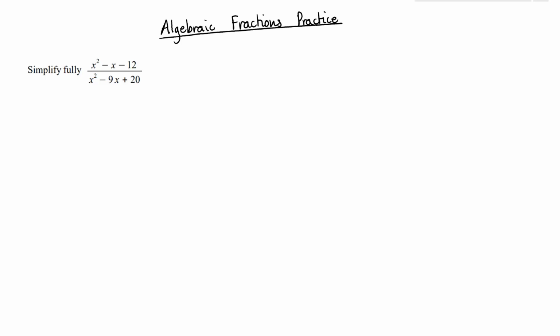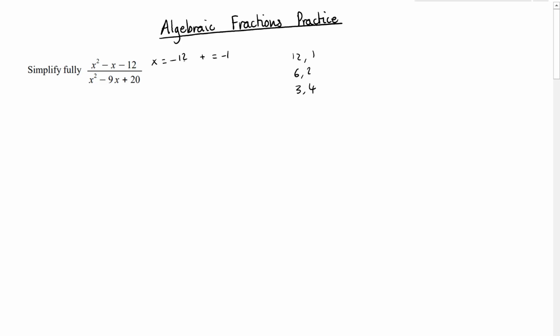So we said the first thing we want to do when we're simplifying algebra is always factorize. So in order to factorize, these are quadratics. So in order to factorize, we need to find two numbers that multiply to give us minus 12, add to give minus 1. And if these aren't immediately obvious, you can always go through the list of maybe 12 times 1, maybe 6 times 2.